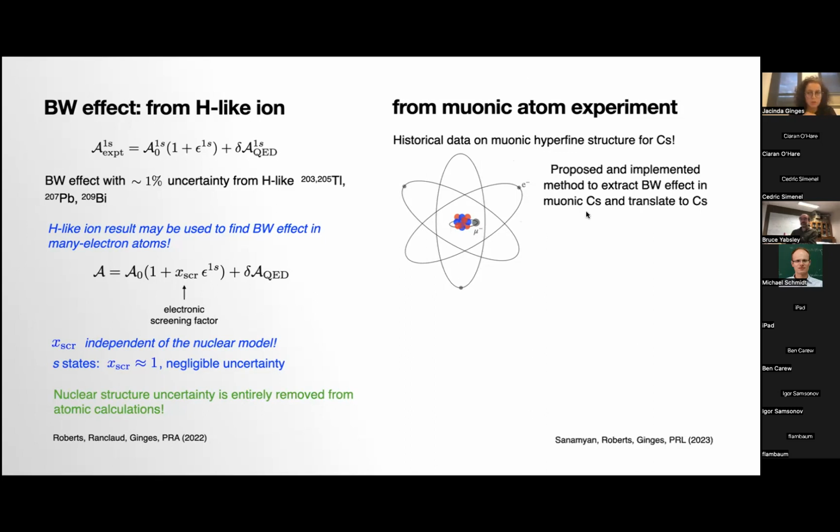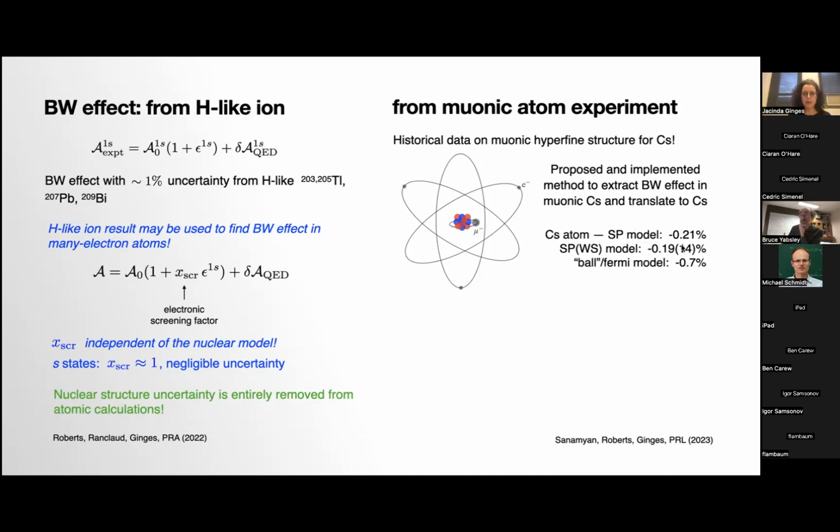There is old data from, I believe, the 60s, for the hyperfine data in the 1s state of muonic cesium, and you can then extract the Bohr-Weisskopf effect empirically for that system. So what we proposed and implemented was to extract the Bohr-Weisskopf effect in muonic cesium and then translate it to atomic cesium. We do that in two stages. First, we translate it from muonic cesium to hydrogen-like cesium, and then using the method we proposed here, we translate the hydrogen-like case to the many-electron case.